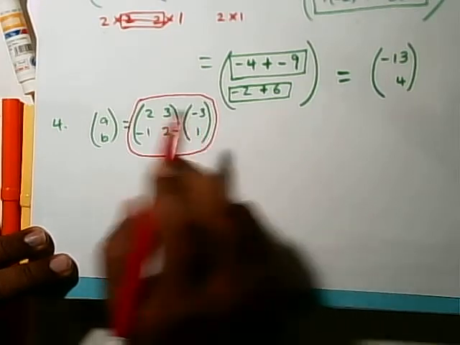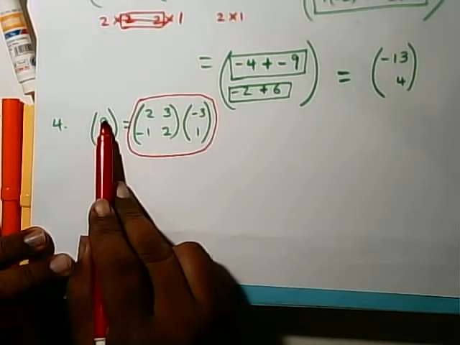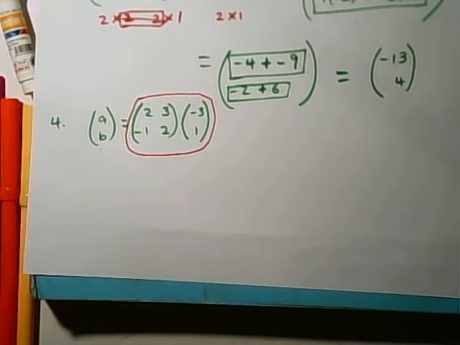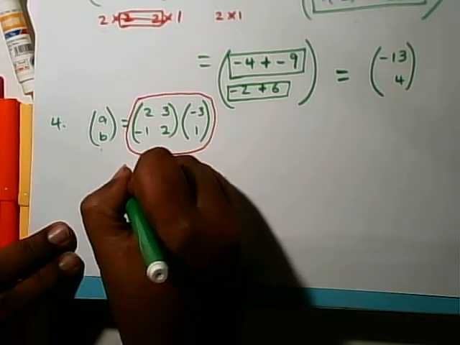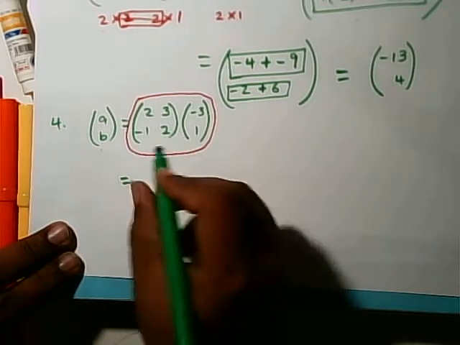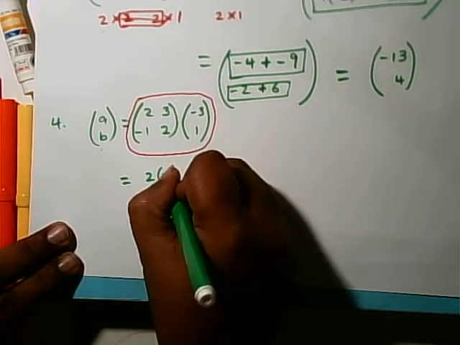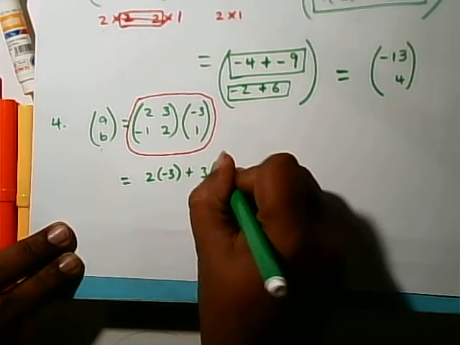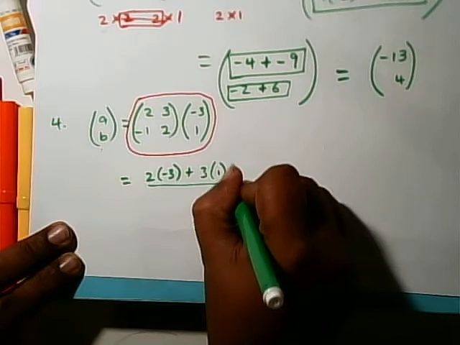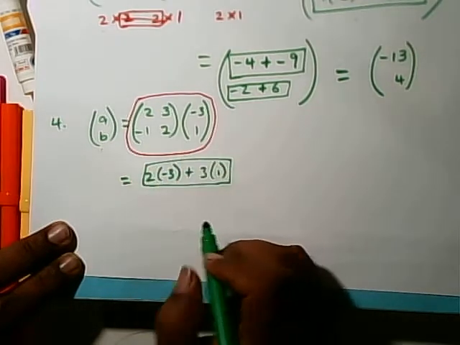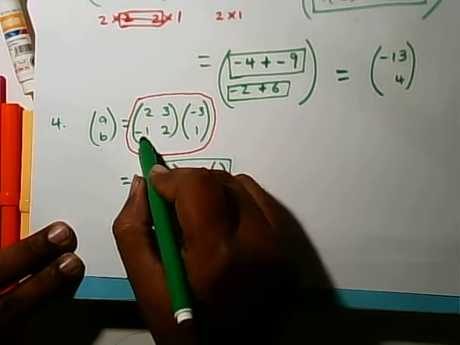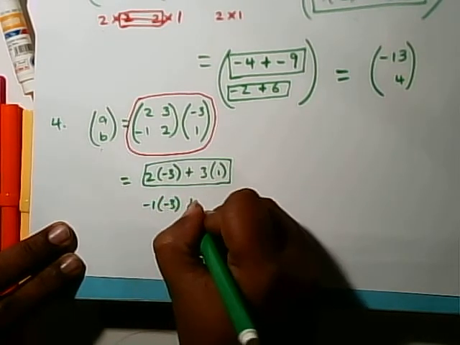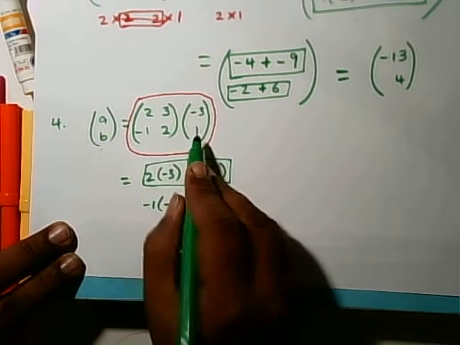And we should get a matrix with a number here and a number here. Okay. Row by column. 2 by minus 3 added to 3 by 1. That'll be my top number. Next number will be minus 1 by minus 3 added to 2 by 1.